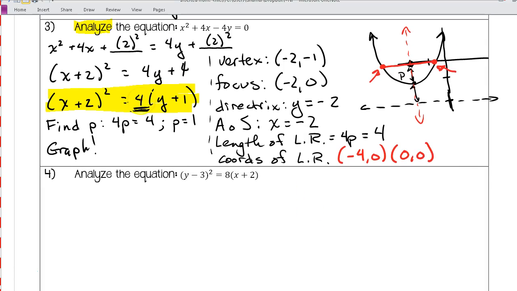We've got the standard form, vertex, focus, directrix, axis of symmetry, length of the latus rectum, and the coordinates of the endpoints.